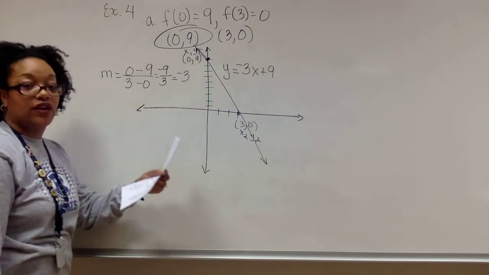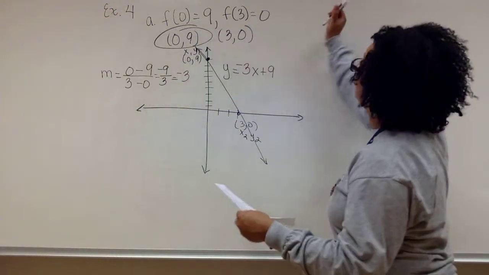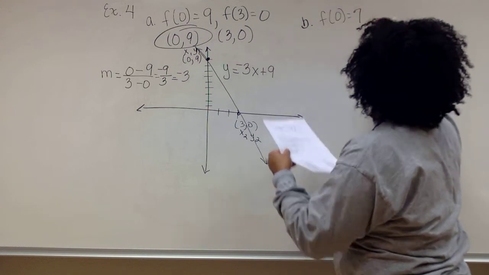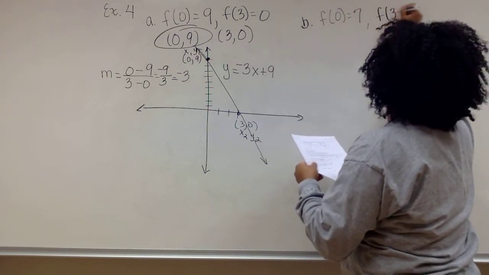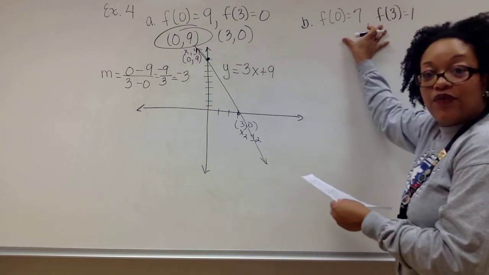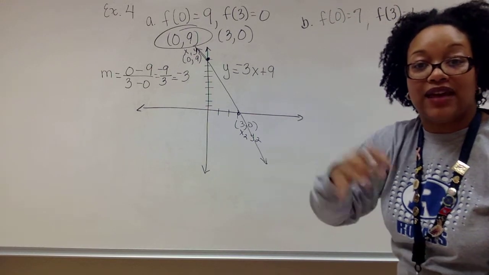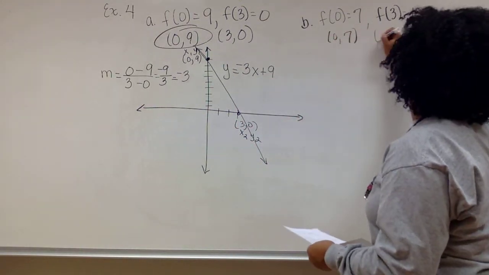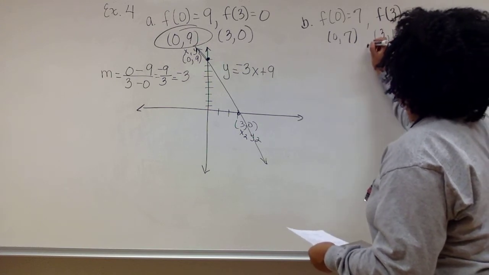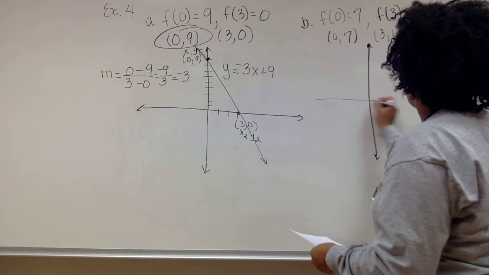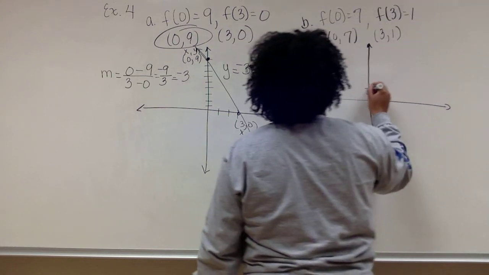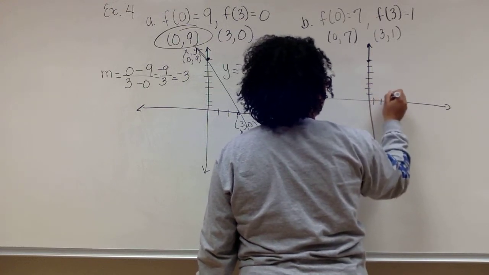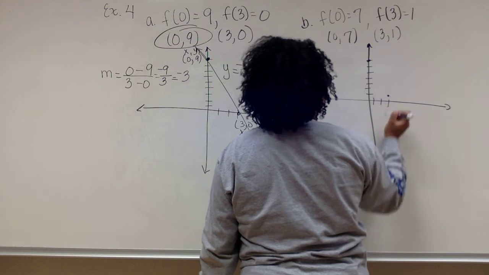One more example. Let's look at letter B. For letter B, your functions are f of 0 is equal to 7 and f of 3 is equal to 1. So I'm going to take this information and write it as an ordered pair, my x, comma, y. That's going to be 0, 7, and that's going to be 3, 1. And now we both need to plot our points. 7, 1, 2, 3, 4, 5, 6, 7. 3, 1: to the right 3 and up 1. That's my second point.